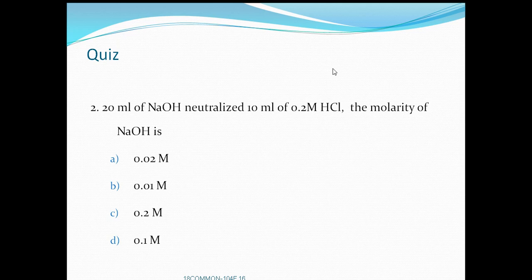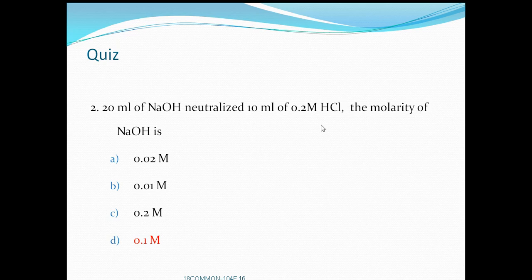What is the volumetric analysis formula? M1 V1 by N1 equal to M2 V2 by N2. We have to calculate the M2 value: M2 equals M1 V1 by N1 into N2 by V2. If you apply all values, the answer is 0.1 M. Right? I am not showing that calculation. This is very simple, we can calculate it very easily. So this is very important.